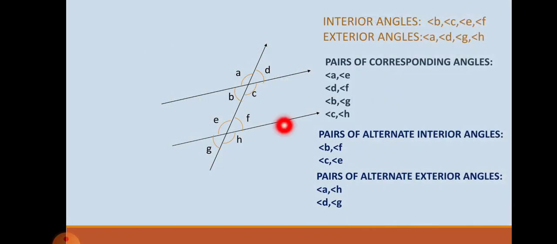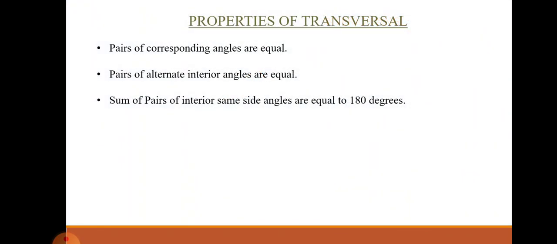What are the alternate interior angles? BF, CE. So if B is 60 degrees, what is its alternate interior angle pair? F. B is paired with F. So if B is 60 degrees, F must also be 60 degrees. If C is 120 degrees, E must also be equal. The angles must be equal. Next, the third one: the sum of pairs of interior angles on the same side is equal to 180 degrees.